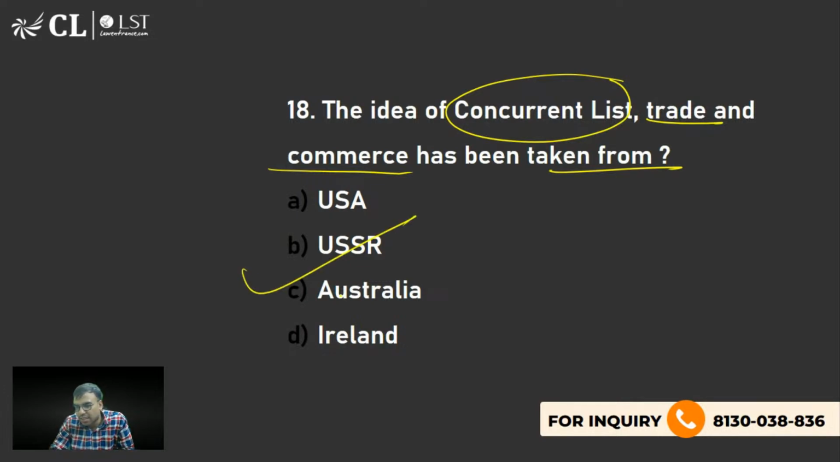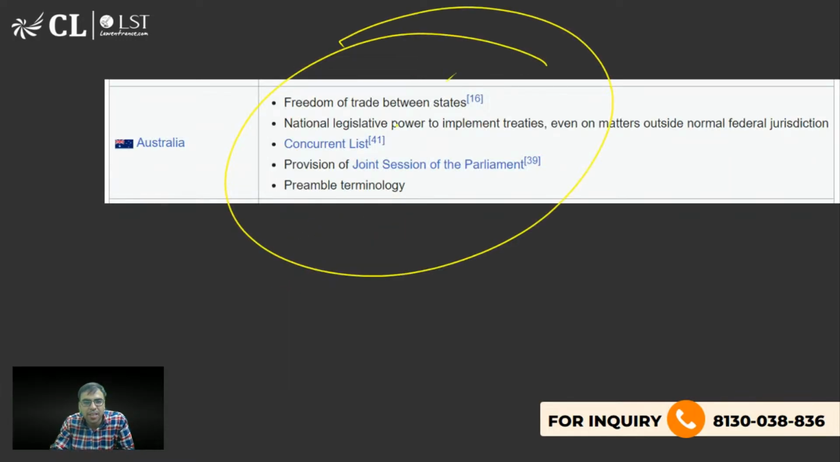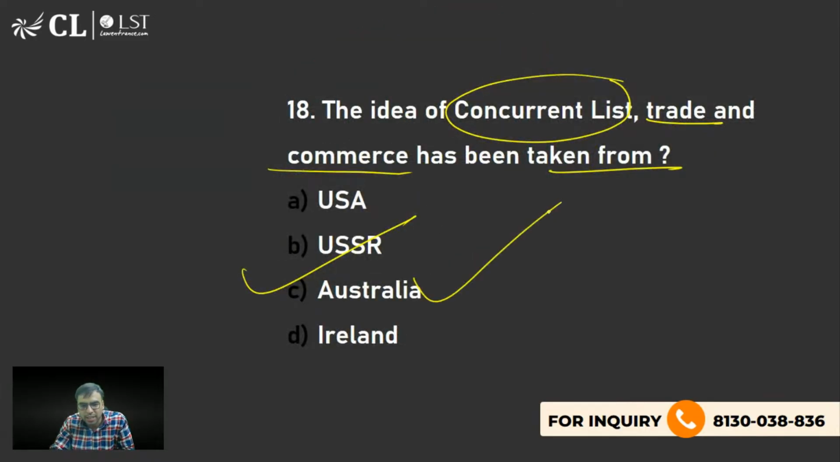Right answer is Australia. C is the right answer. Yes, Dharani, Samiksha, you both are right. These all were taken from Australia: freedom of trade, concurrent list, joint session, Preamble terminology. So the right answer is C.